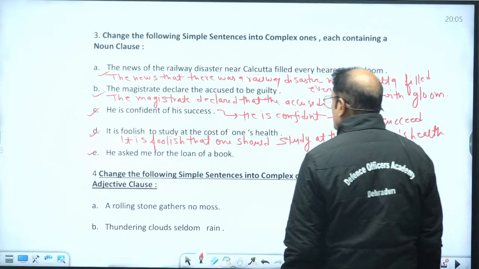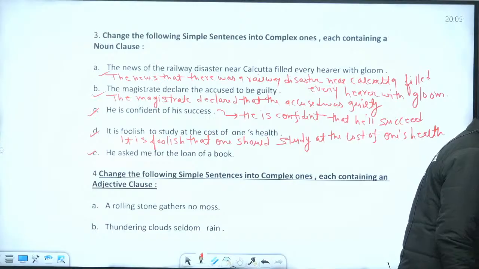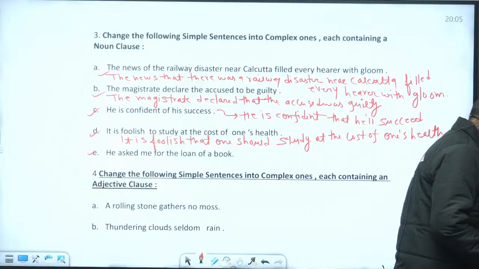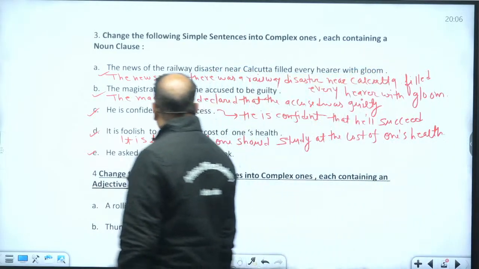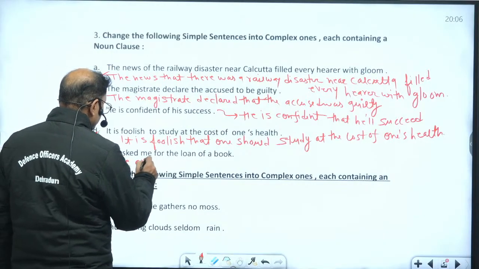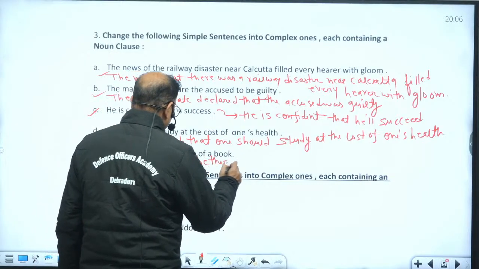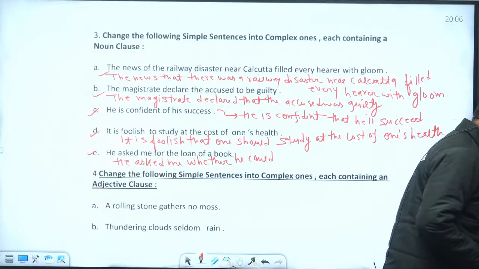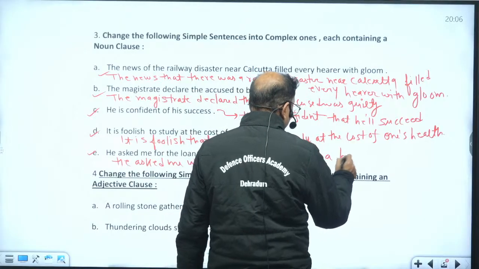He asked me for the loan of a book. He asked me whether he could borrow a book.